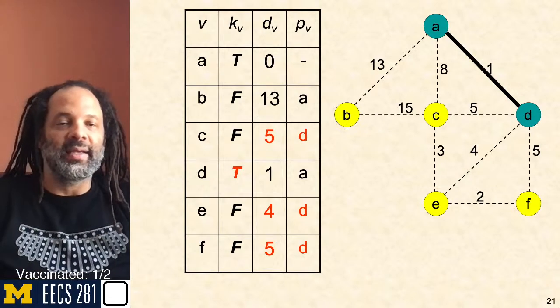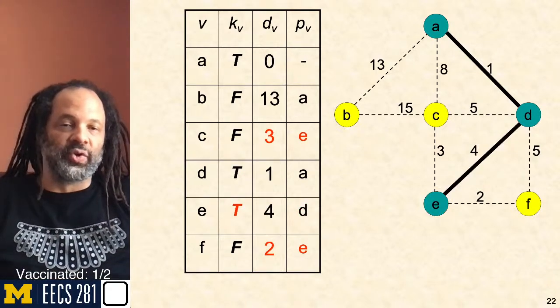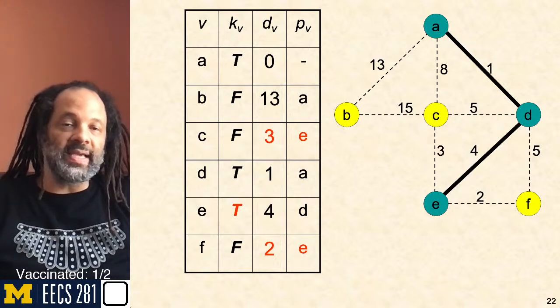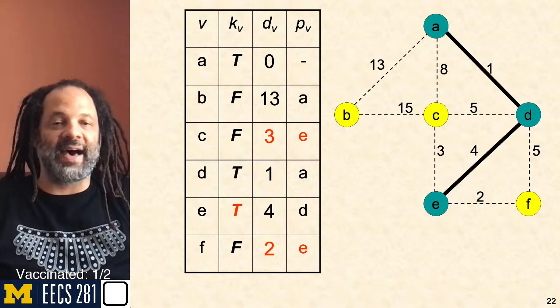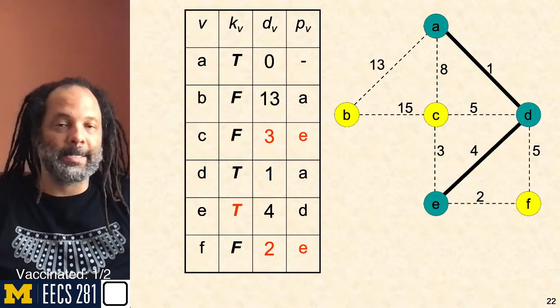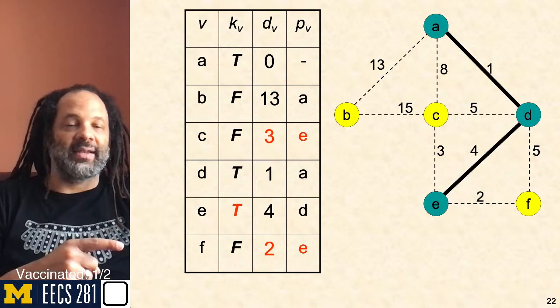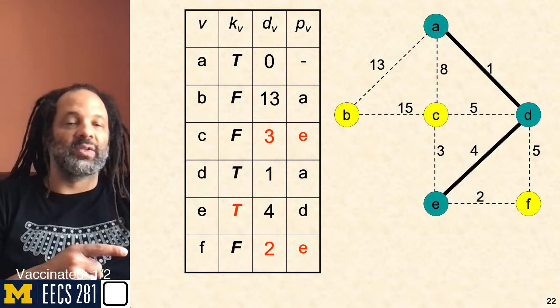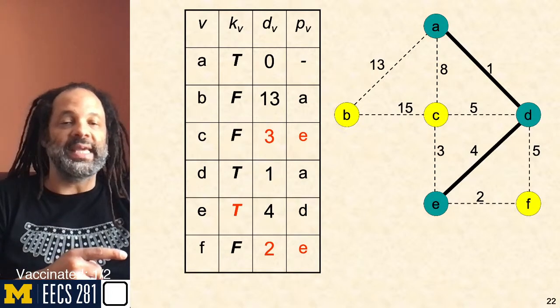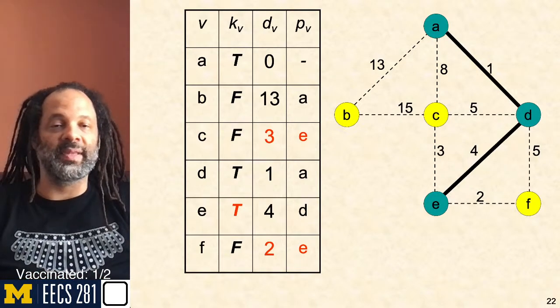What's adjacent to E? C, D, and F. Well, D is already marked as true, so we don't really care about that. But C, which had a previous distance of 5 through D, can be updated to a 3 from E. That's an improvement. And F had a distance of 5, but now this improvement from E to F in 2 is better, so we'll update F's distance to 2 and set its parent, or its previous, to E, because that's how we get that 2.